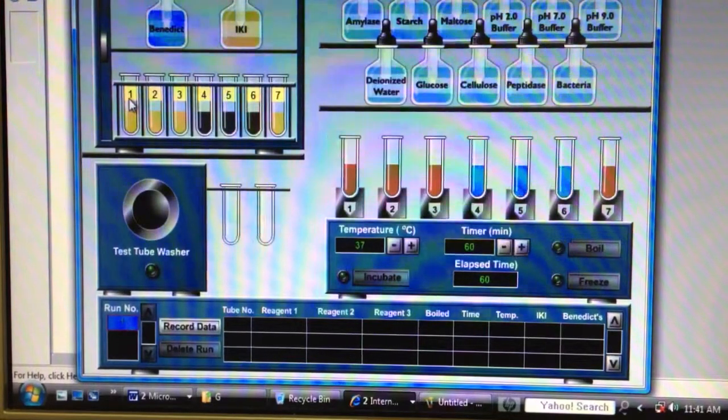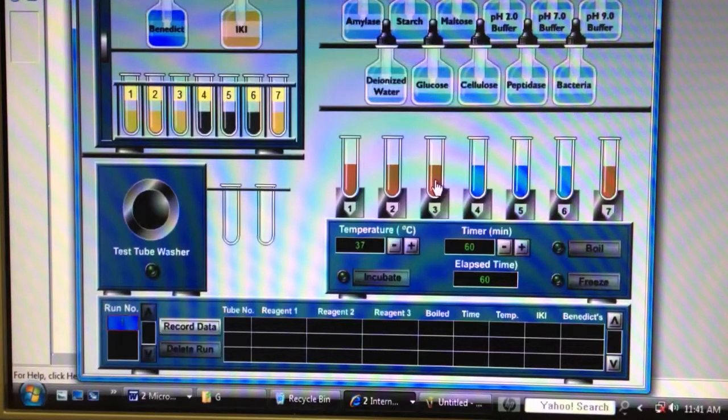Very good. So test tube number 1 is negative for starch, positive for sugar. Test tube number 2 is negative for starch, positive for sugar. Freezing the enzyme had no effect. It did not denature it, and everything was fine. It converted all of the starch into sugar.